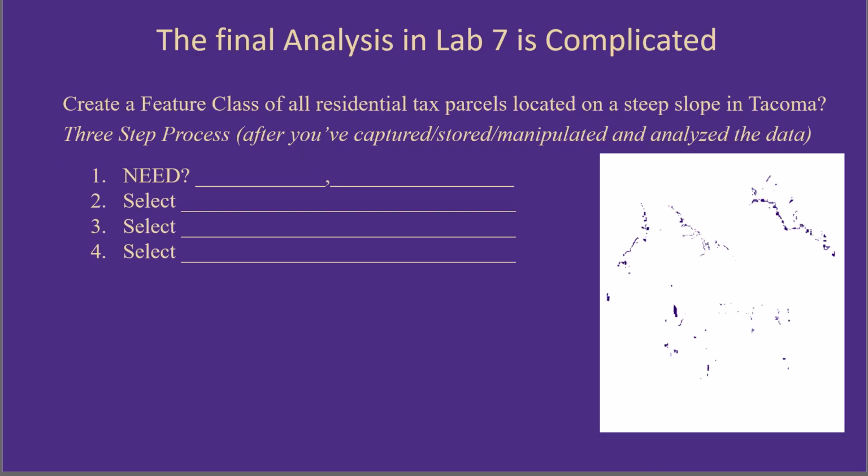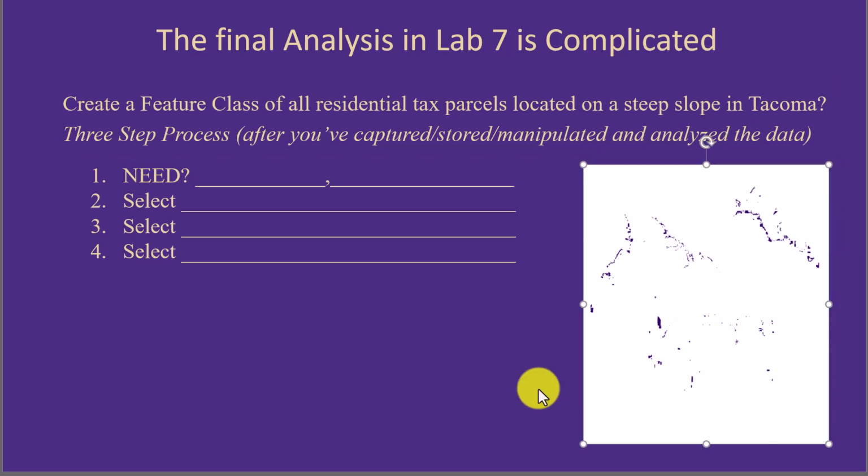So getting back to the hard part of the analysis, think about what do you need, and then the 3 things that we're going to select. And that's what we'll talk about in class. I'll do some demos. And coincidentally, on the right, this is the final answer to the lab. This is a 100% perfect answer. These are residential parcels on steep slopes.